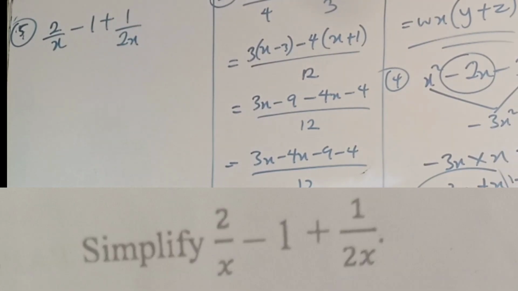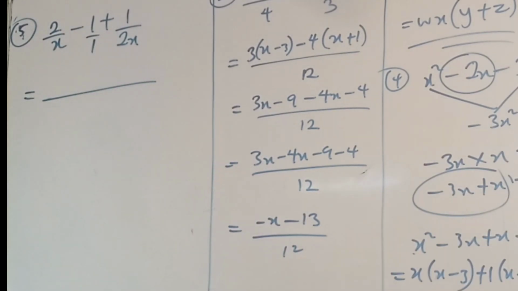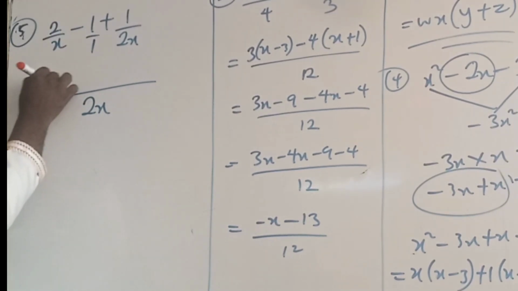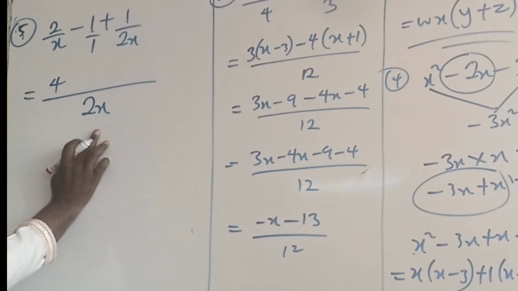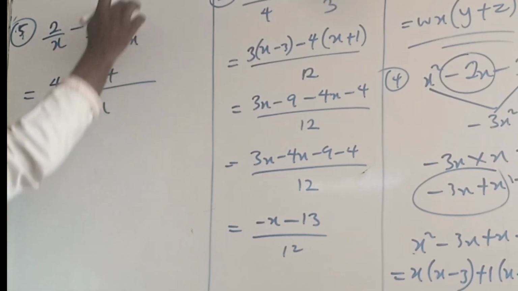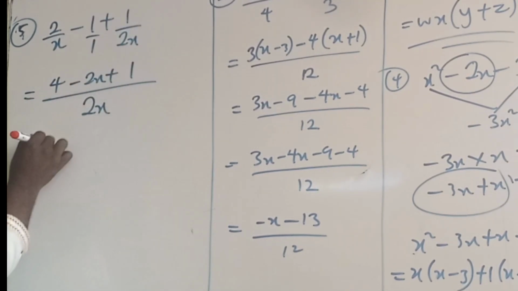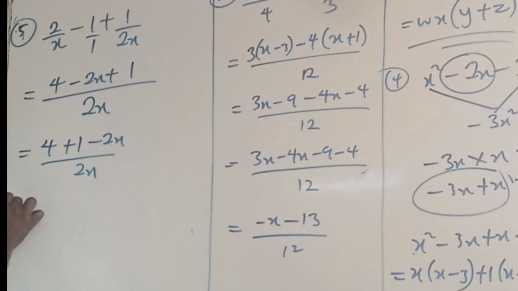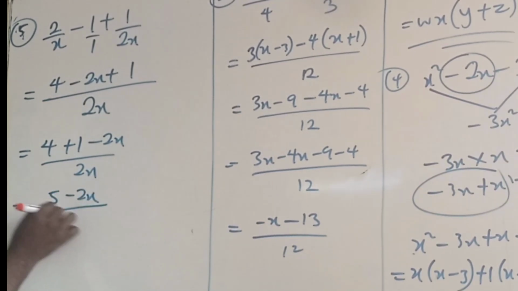Simplify 2 divided by x minus 1 plus 1 divided by 2x. So in this case, we want to simplify this. You can make this one with 1, then find the LCM of the denominators. What's the LCM of the denominators? 2x. So x into x, 2. 2 times 2, 4. 1 into x, 2x times 1, minus 2x. Plus 2x into x, 1 times 1, 1. Good. So we have 4 plus 1 minus 2x divided by 2x. That gives us 5 minus 2x divided by 2x.